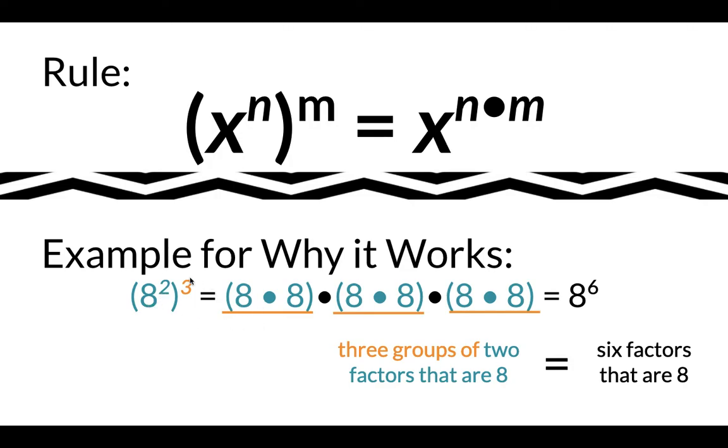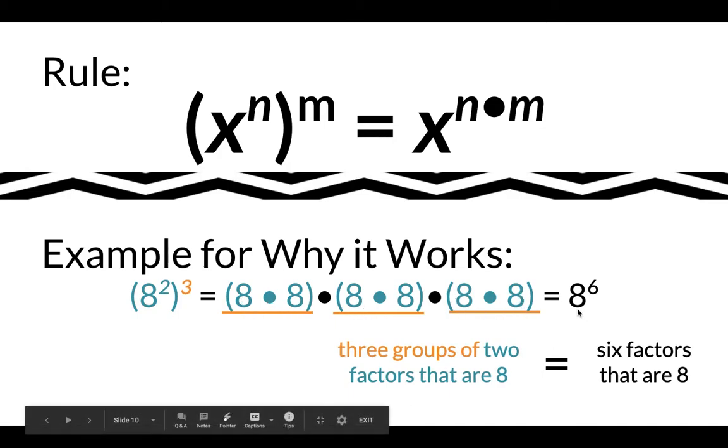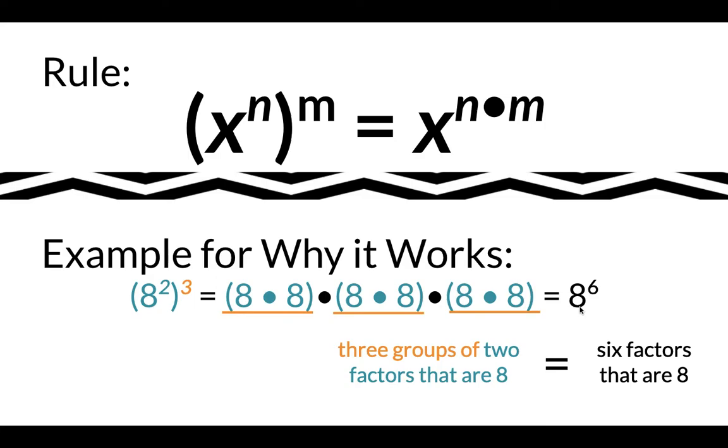We need 3 groups of that, because our outside exponent tells us how many groups we need. So 8 times 8 is the first group, 8 times 8 is the second group, and 8 times 8 is the third group. How many factors of 8 do we have? 1, 2, 3, 4, 5, 6. So our answer is going to be 8 to the 6th power, or 6 factors that are 8.